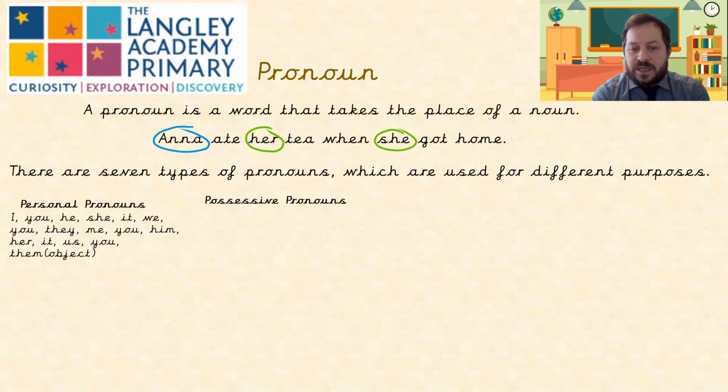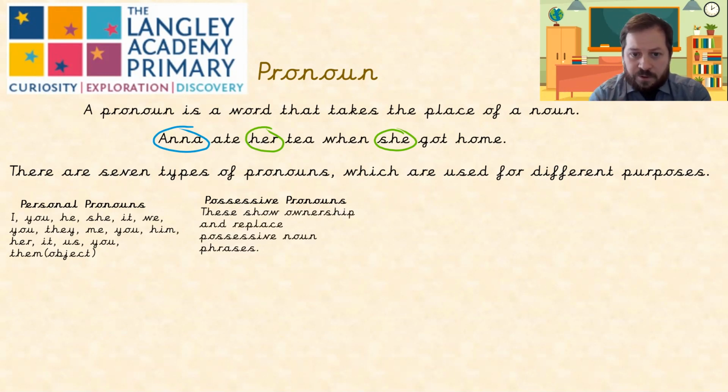We also have possessive pronouns. So this is when the noun that you would be putting in there owns whatever you're talking about. So these show ownership and replace possessive noun phrases. So you're talking about Anna's tea. We can replace it just with her, and that reduces the complexity of a sentence, but also the number of words as well. So we've got mine, yours, his, hers, its, ours, theirs, yours, and theirs.